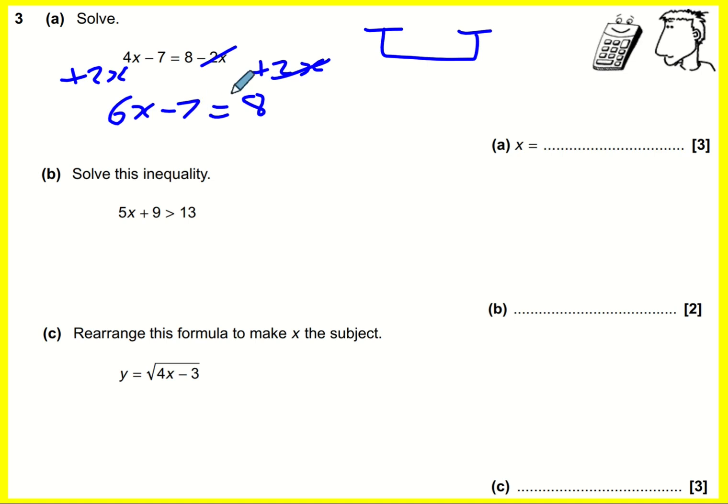And now we do the same with the 7. Add the 7 because it's a minus 7. So we're going to get 6x equals 15. And therefore we've got 6 lots of x, it's worth 15, so x is going to be 15 over 6.